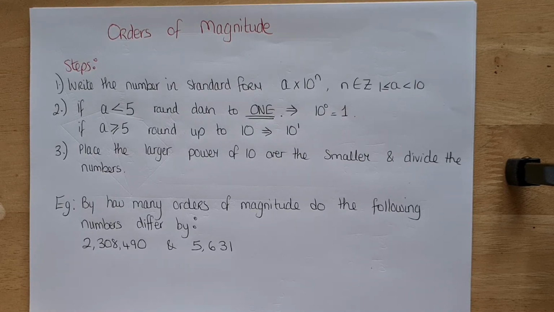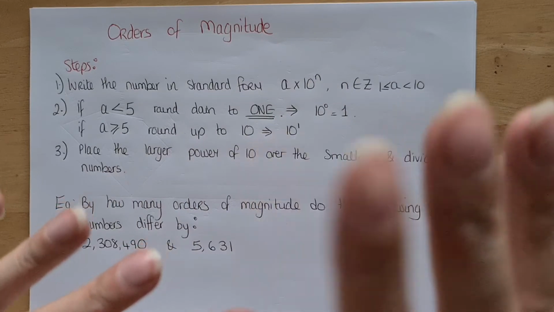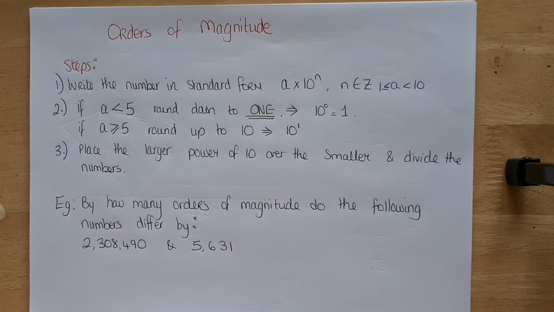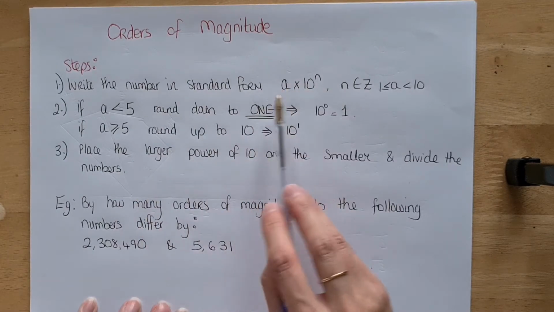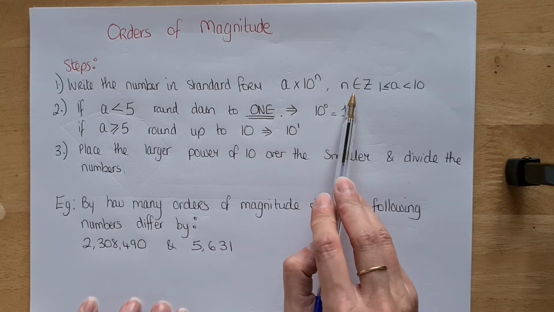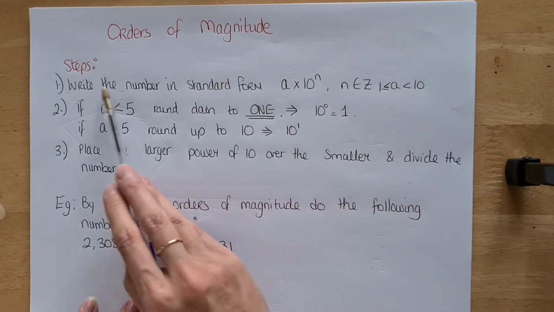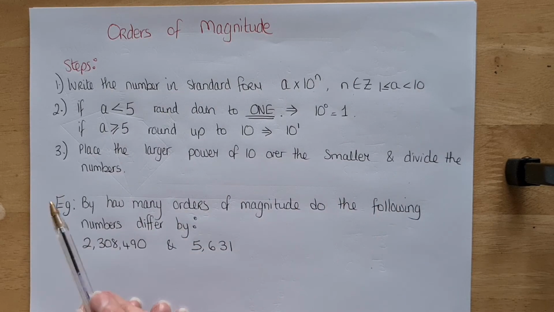Okay, so these are the steps that you follow to be able to state how many orders of magnitude there are in the difference between two particular numbers. Step 1, write the numbers in the form of a times 10 to the power of n, where n is an integer and a lies between 1 and 10. So basically, write it in scientific notation first.